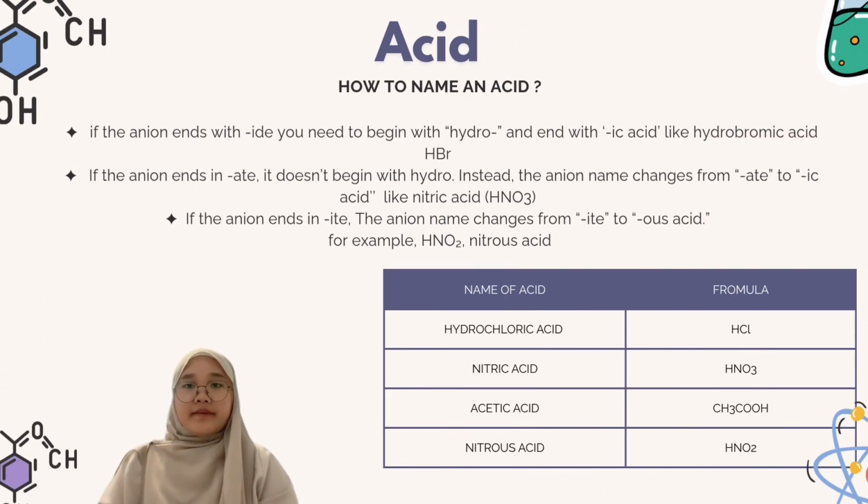Next, how to name an acid. If the anion ends with -IDE, you begin with hydro and end with -IC acid, like hydrobromic acid, HBr. If the anion ends in -ATE, it doesn't begin with hydro. Instead, the anion name changes from -ATE to -IC acid, like nitric acid, HNO3. Lastly, if the anion ends in -ITE, the anion name changes from -ITE to -OUS acid, for example HNO2, nitrous acid.